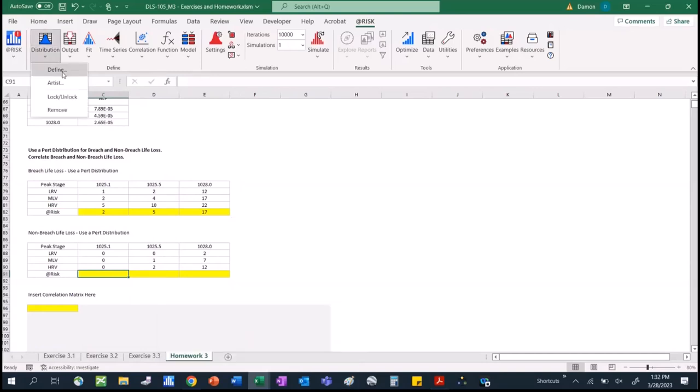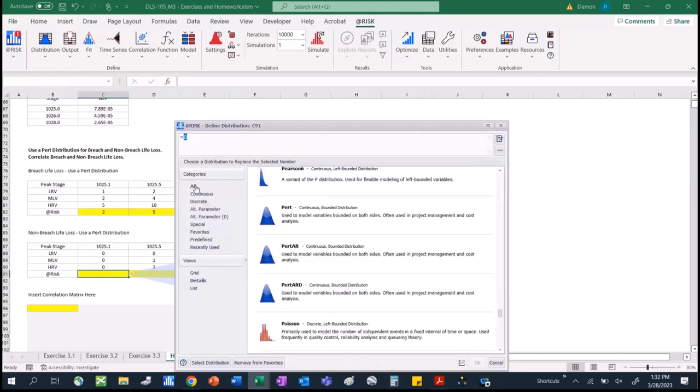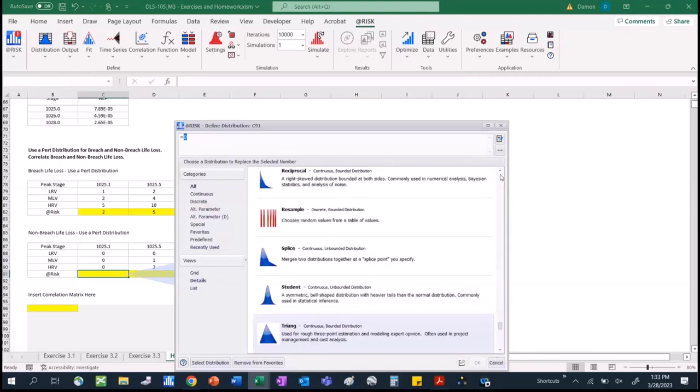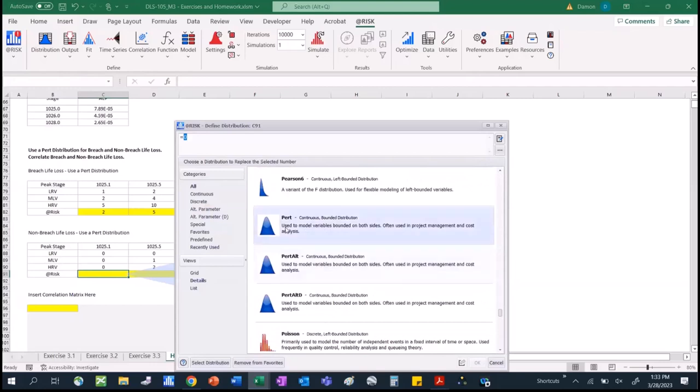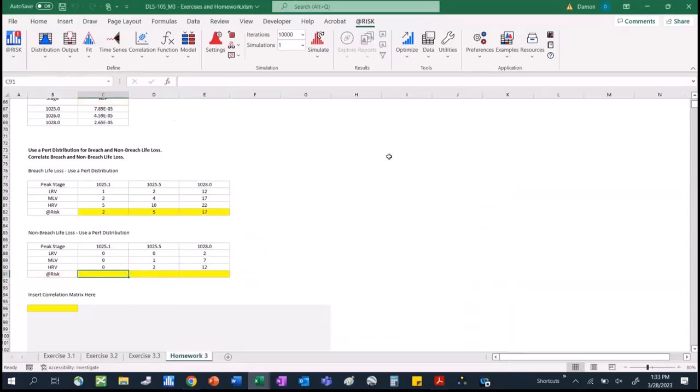I mean, there's other ways to define distributions too. We can go up to the tool ribbon and click Define, and it'll give us a whole host of different ones by category. If we wanted our PERT distribution, we can select that, and it has the dialog window where we can choose those. I don't know how many people actually use that in practice. Some do. I tend to just punch them in. I feel like I have more control that way, I guess. But you can get the same result either way.